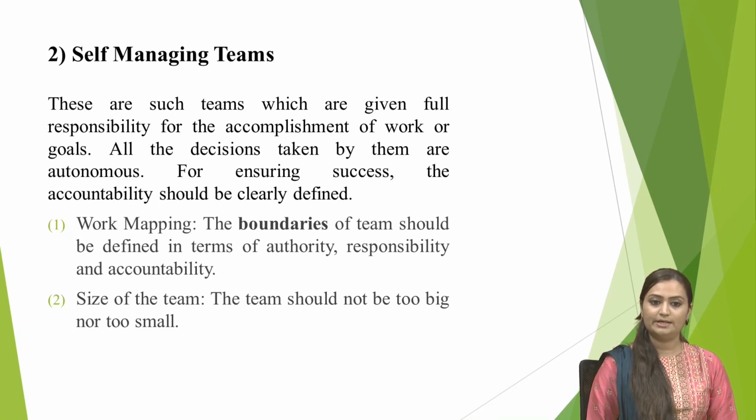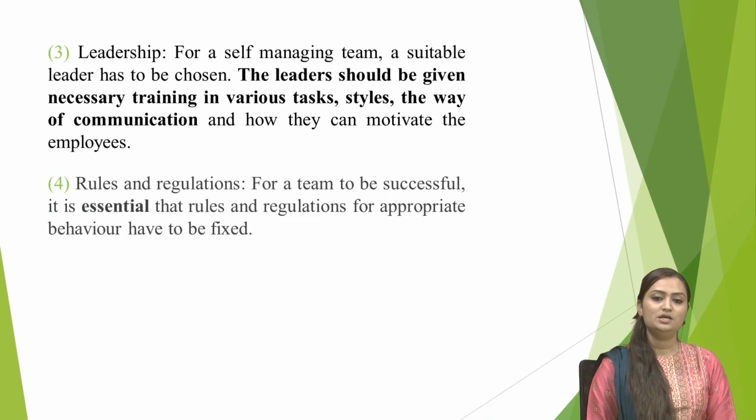So first is related to work mapping, where there is a clear framework of rules and regulations. Next is related to the size of the team. Whenever the company is deciding on a self-managing team, there should not be too many people, or just 2 or 3 people. There should be 6 to 9 people in a team, with heterogeneous skills, so that they can complement each other's work.